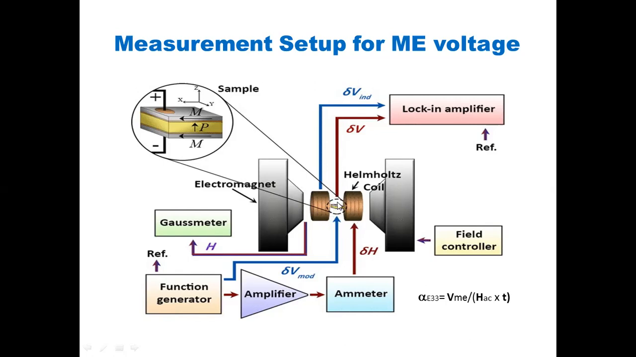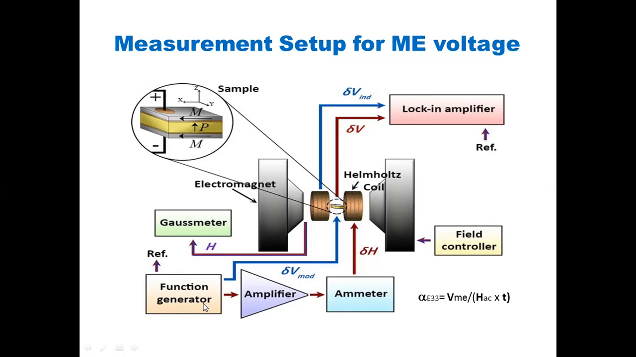And the multi-layer sample is kept at the middle of this Helmholtz coil, and here a Gauss meter is there. This Gauss meter is used to measure the DC magnetic field produced by these electromagnets, and the AC field produced by this Helmholtz coil is calculated by making use of the number of coils in the Helmholtz coil and the amount of AC current flowing through them.